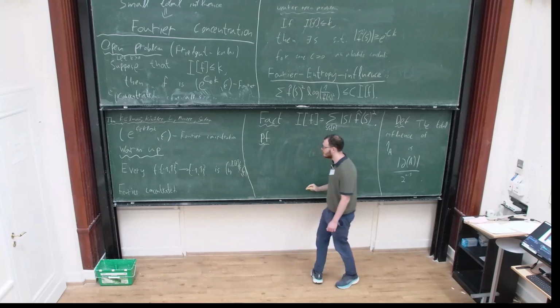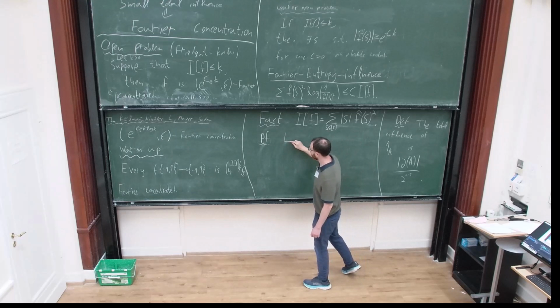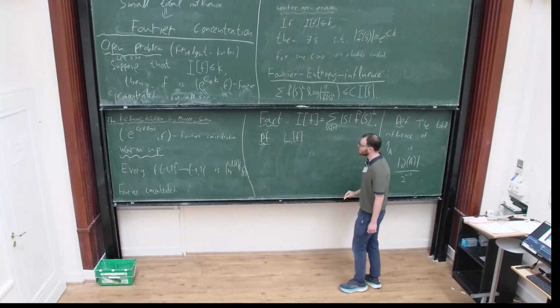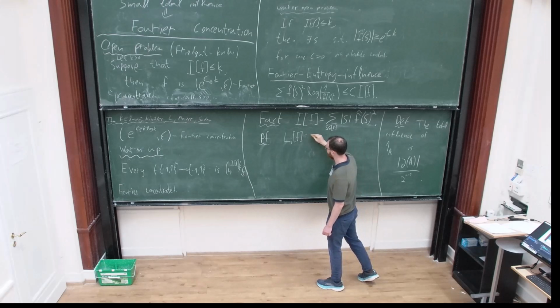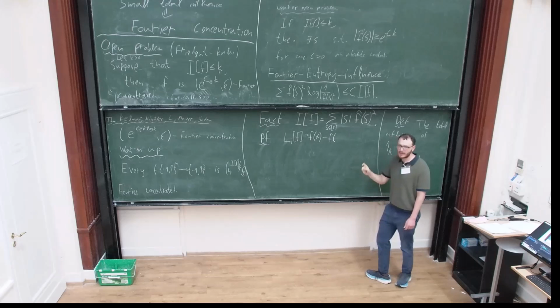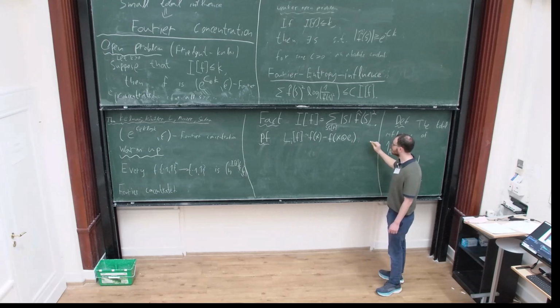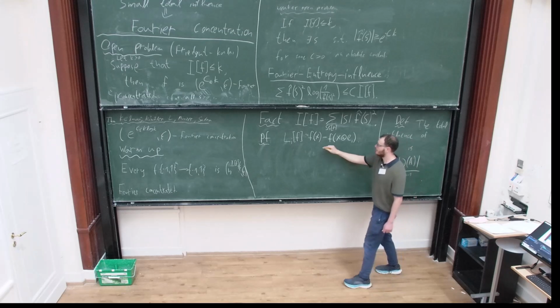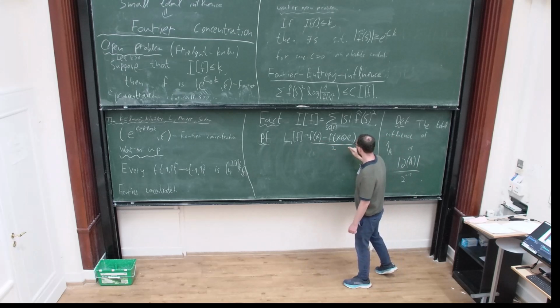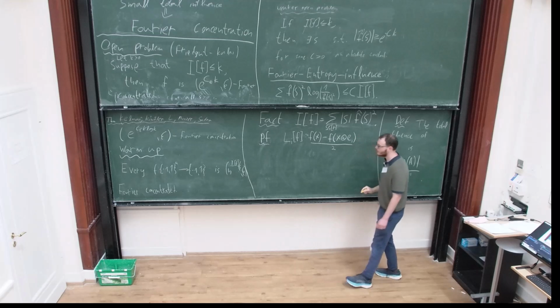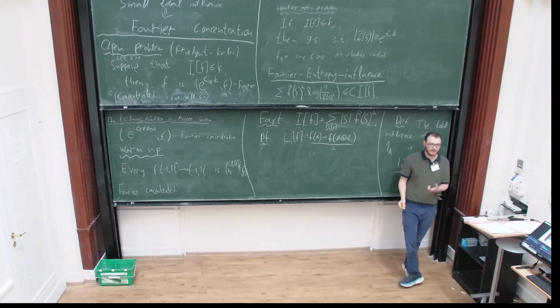We're going to define these Laplacians. And these are going to be defined by f of x minus f when you flip the ith coordinate of x, divided by 2. So L_i f takes the values -1, 0, or 1.